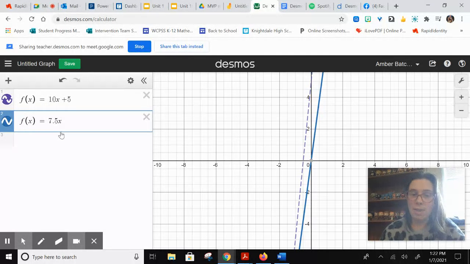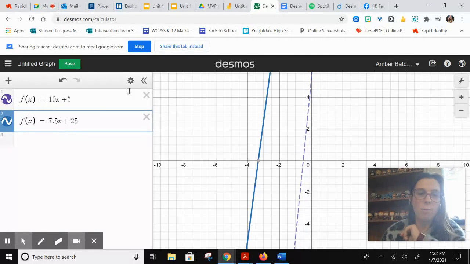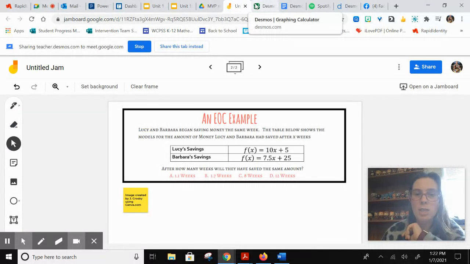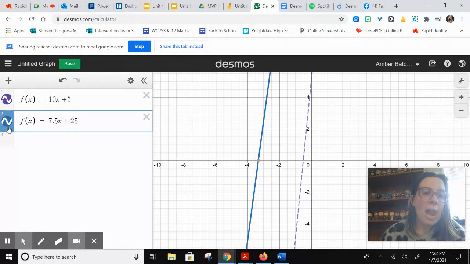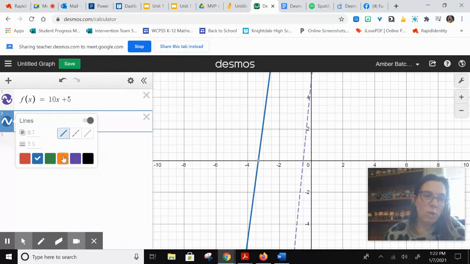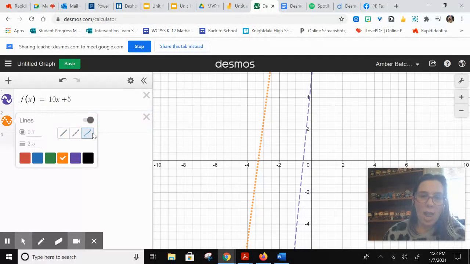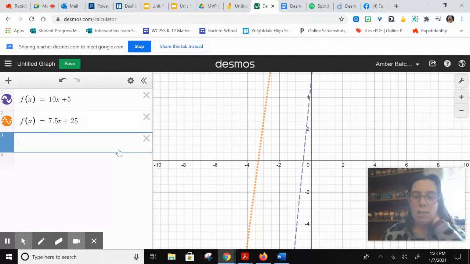7.5x, now I have something up there, plus 25. Make sure I did that right. Yes, 7.5x plus 25. And I want to change that to, let's say, orange, and I want a dotted line instead of a dashed one. All right, so let's look at it.